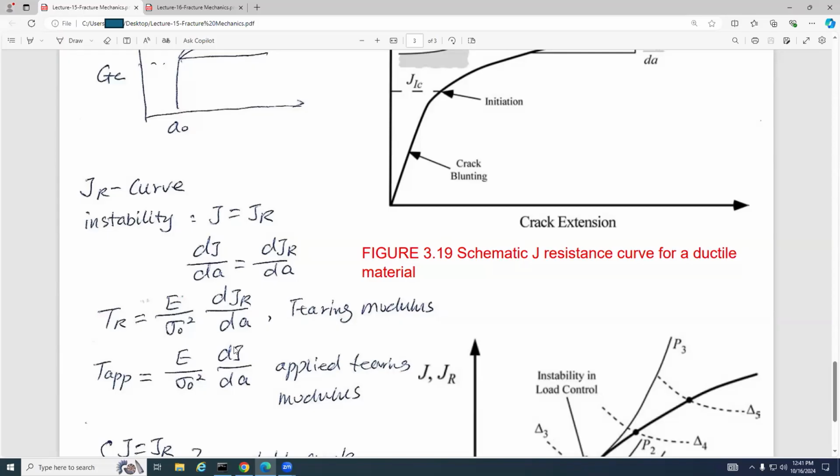This term is called the tearing modulus. So we also have T_app, the applied tearing modulus, and we compare T_R and T_app. It's the same thing as when we compare J and J_R. Questions?